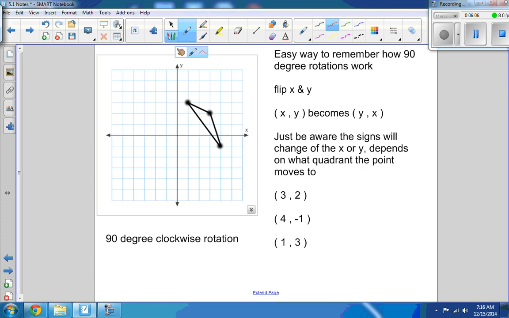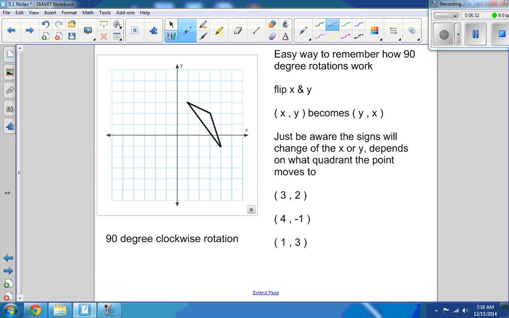So if I'm doing a 90-degree rotation, this point's going to end up in this quadrant. That means your x and y will be negative. This point will end up in this quadrant, so its x will be positive, but the y will be negative. Same with this point. So an easy way to remember it, like I said, is a change in the x and y, but we've got to keep track of the x and y values.